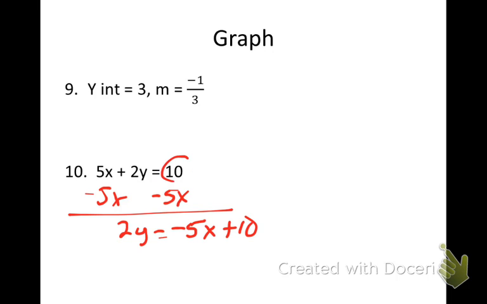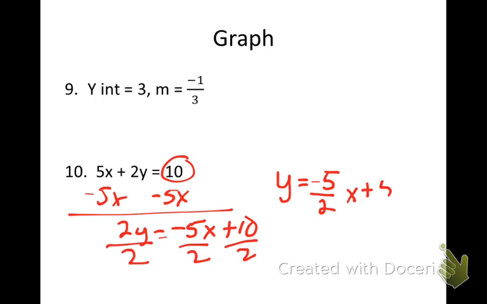I think you have a different problem. I think you have a 20 here because I changed it at the last minute so it would fit on our graph. Divide everything by 2 and I get y equals negative 5 halves x plus 5. So that's what I'm going to graph when I go to the next page.